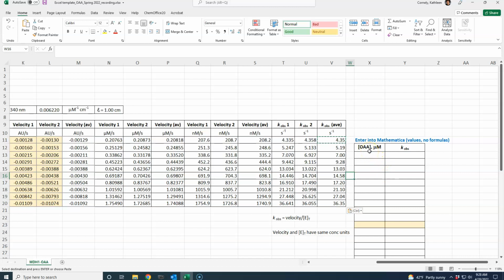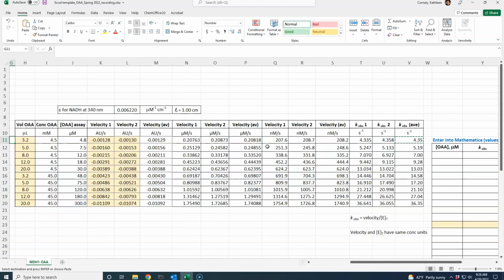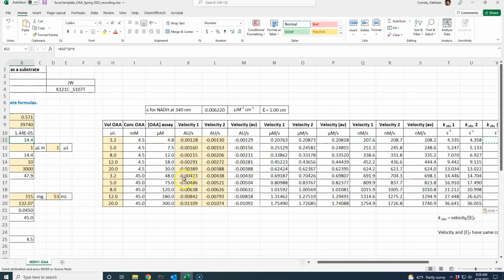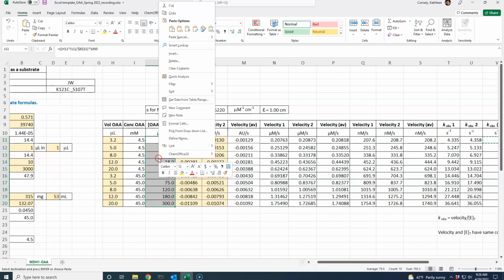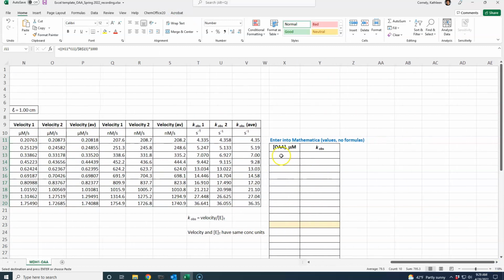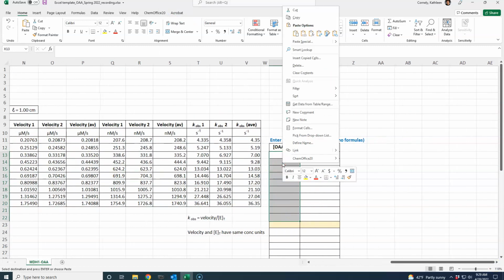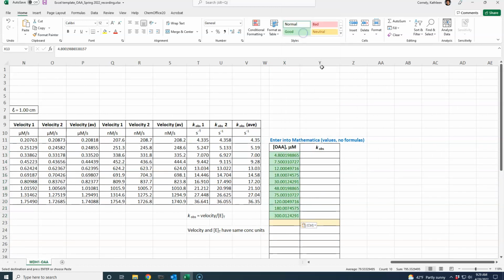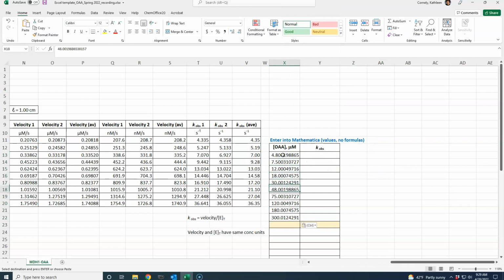Okay, so now what I want to do is enter my data set into Mathematica. I'm going to want to enter the OAA concentration in micromolar and the K observed that I just calculated. This top block right here is going to be for the averages. The OAA concentration is way back here, so here's the OAA concentration in the assay. I'm going to copy this, but when I paste it, I want to paste just the numbers. I don't want to paste anything with formulas into Mathematica. Where it says paste options, the one that says 1, 2, 3 just pastes the numbers. It keeps a lot of significant figures, but it just pastes the numbers.